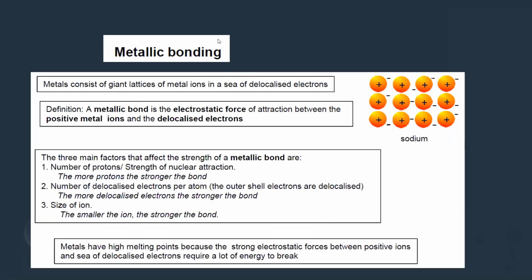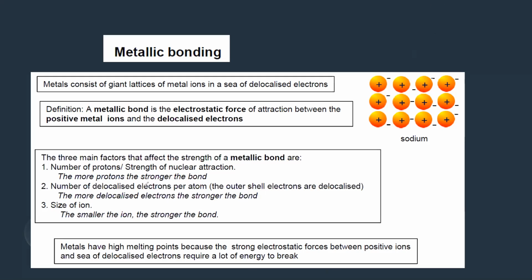Then what is a metallic bond? The bond which is formed by an electrostatic attraction between the positive ion and the free or delocalized electron. And metals have, within the structure, a layer or lattice of positive ions and free electrons.